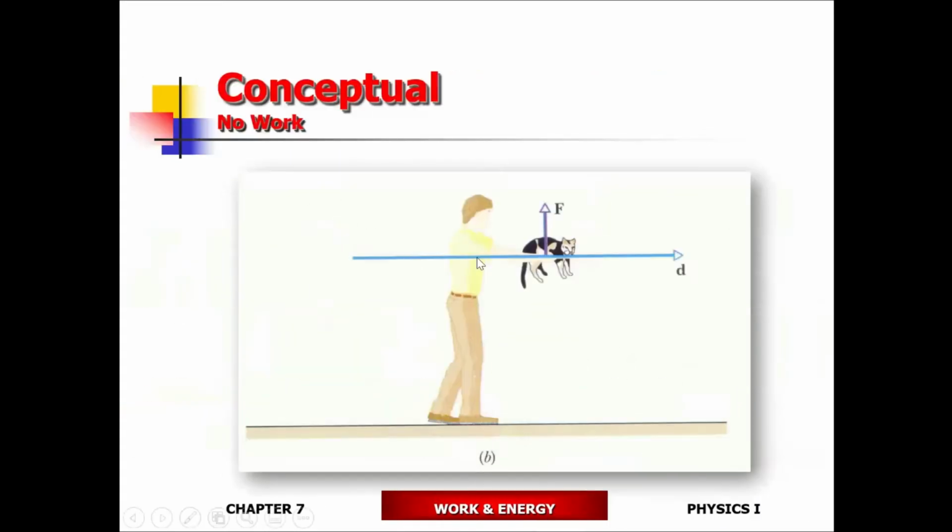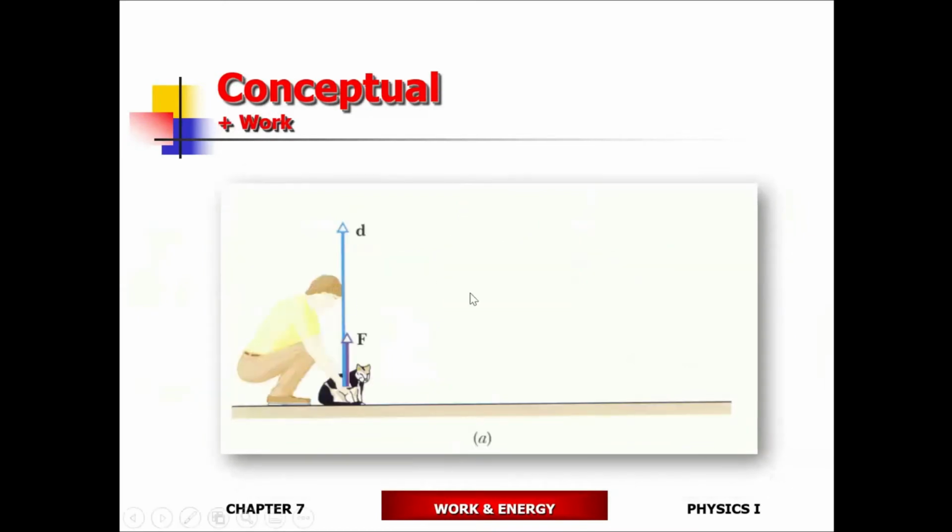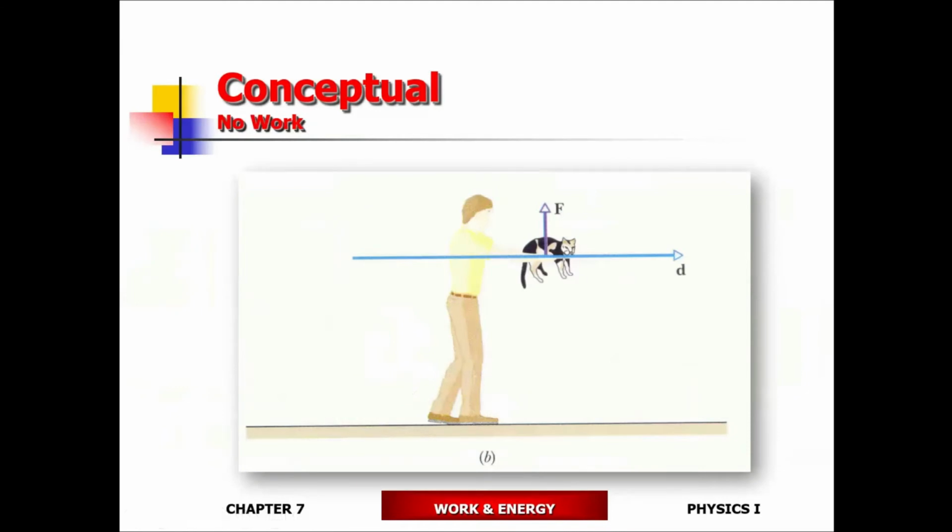If you are carrying a cat forward from one place to another, the work done on the cat is going to be 0, but let me clarify that because it's a little bit confusing. If you're moving in a straight line at a constant speed, and the force you apply to the cat is there to balance the weight of the cat and nothing else, then this force has no component along the direction of motion.